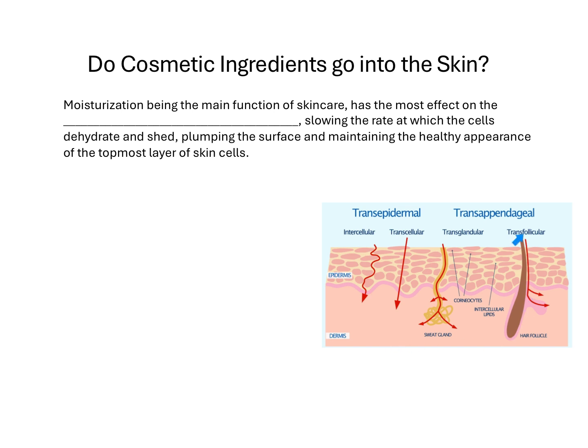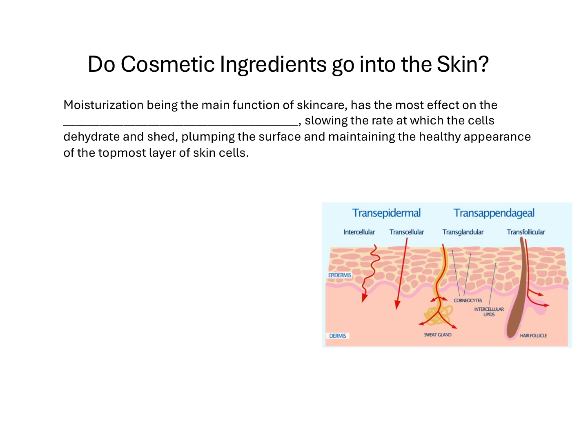And I actually got this from a medicine website, right? Which is all the ways medicine enters the skin. And it can go intracellularly, where it moves between the cells. It can go transcellularly, where it goes through the cells. It can go transglandularly, where it goes through the glands, right? And then it can go through the follicles or the hair follicles.